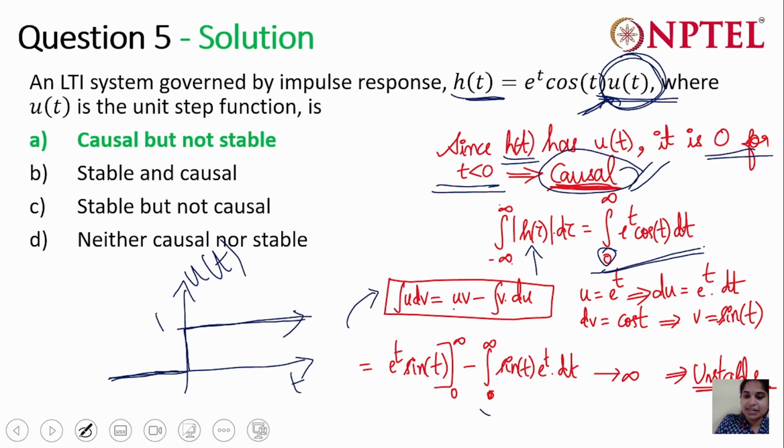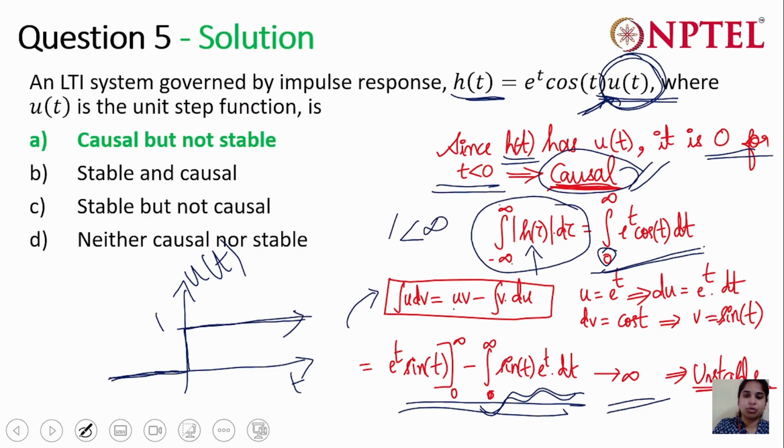If you see this term, it is going to tend to infinity. So this integral evaluates to infinity. So this system is an unstable system. We don't get this mod to be lesser than infinity. This system is unstable, but it is a causal system. So the answer is causal but not stable.